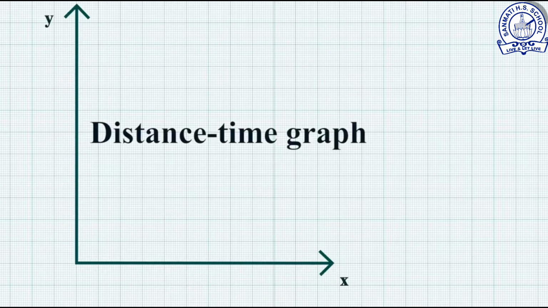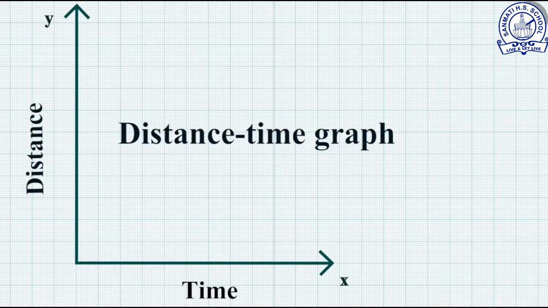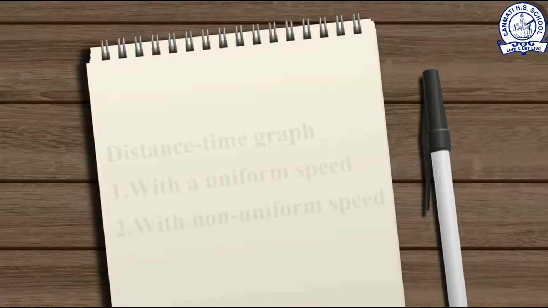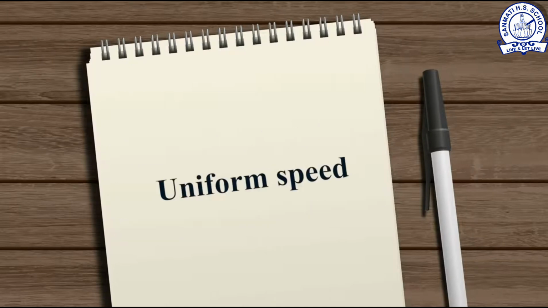Let's first discuss the distance-time graph. In this graph, let us take time along the x-axis and distance along the y-axis. Distance-time graphs can be made by considering two situations. Either the object moves with a uniform speed or with non-uniform speed. First, we will consider the case of uniform speed.